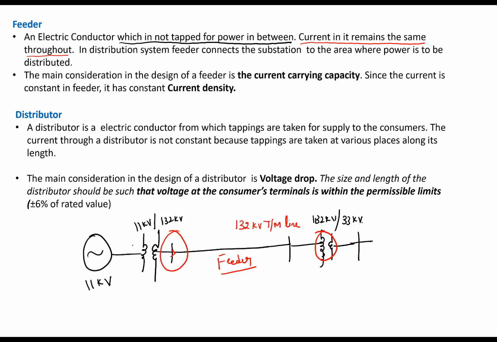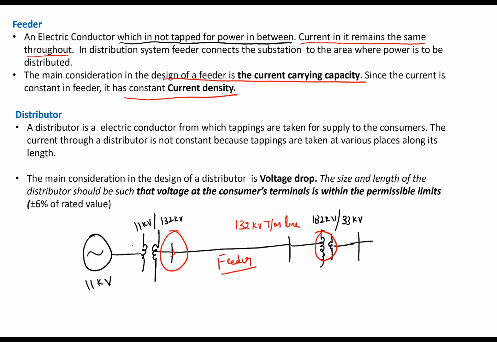The main consideration in the design of a feeder is the current carrying capacity. Feeder design is based on the current carrying capacity of the conductor. Since the current in a feeder is constant, it has constant current density. The two important points to remember: a feeder is a transmission line which is not tapped in between. So what is constant in a feeder?